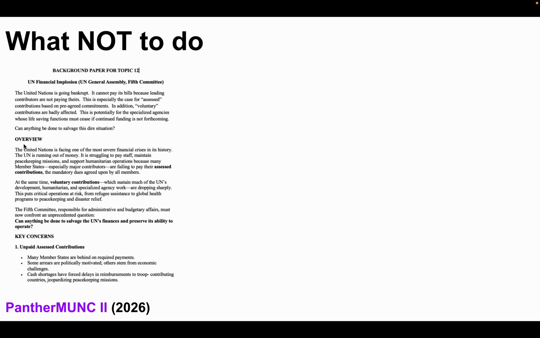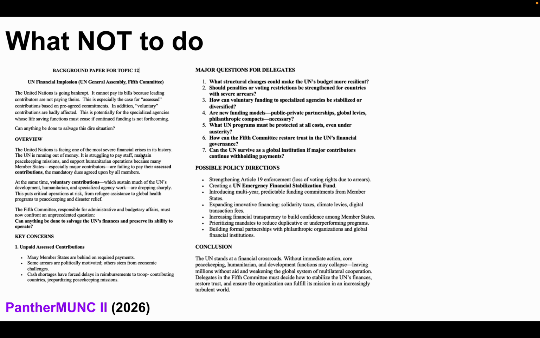And then overview. And then this is the last of the prose you get. After that, it's all bullet points. It's all key concerns, bullet points, major questions, numbered list, possible policy directions, bullet points, and then conclusion. I guess the conclusion is then prose, but you get the point. It's short. I read this all as a delegate, and I still didn't know enough about the topic. I didn't know how the UN was funded. I didn't know what the UN is already doing.